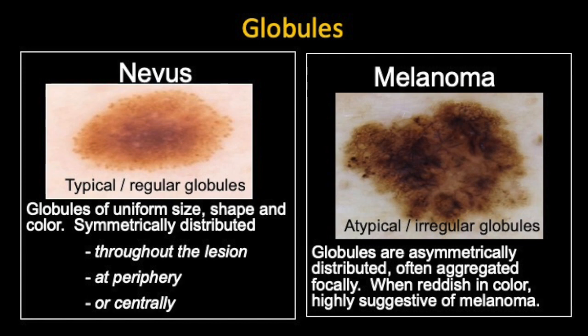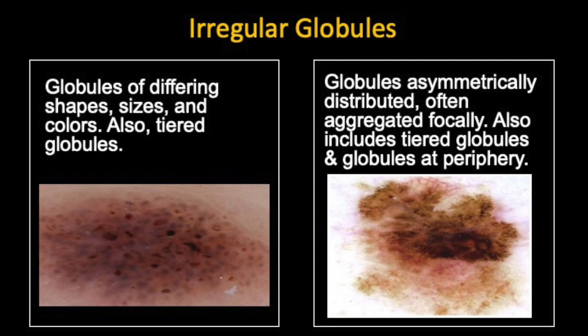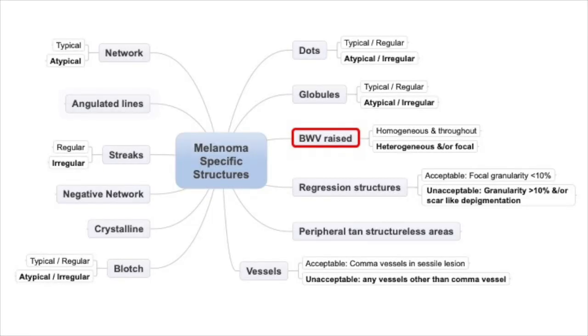Any other manifestation of globules, right, off here becomes concerning. Okay, so what are the normal globules? Globules are the same type throughout the entire lesion, centrally located with network around, or the perimeter of the lesion has globules. But you already knew all that. Those are the only ways those globules are normal. Any other way becomes atypical. Globules of different sizes, shapes, and colors become concerning, and globules that are distributed more chaotically within the lesion become concerning for melanoma. Blue-white veil.